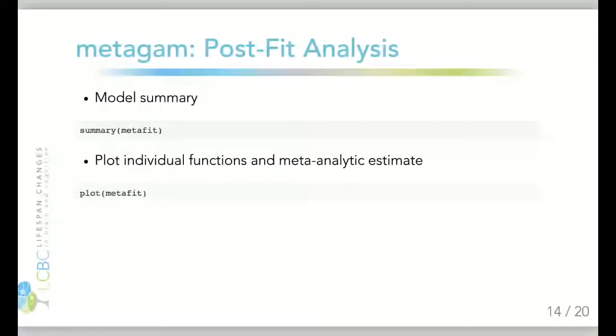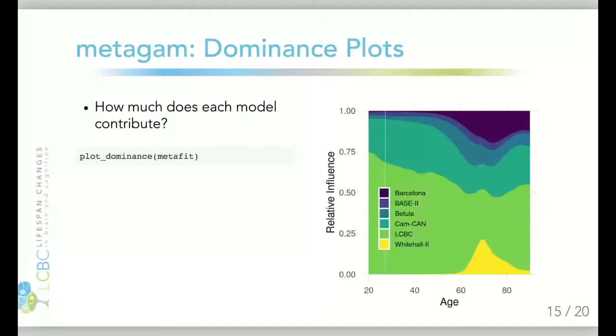Now, the metagam package also has lots of tools for post-fit analysis. We have a summary function, similar to what we saw in the previous presentation. And you also have a plot function that runs on the metagam objects and shows how the individual functions have been combined in order to provide the meta-analytic estimate. But we also had some new developments. For example, we looked at how much each model contributes across the range. For the brain imaging example, this is shown to the right here. By calling plot dominance, you can get an assessment along your grid of how much each model, like the model fitted at each location, contributes to the overall fit.